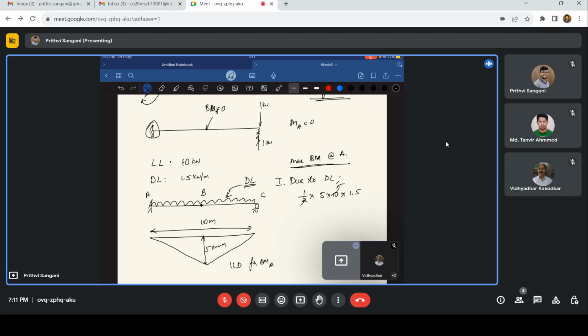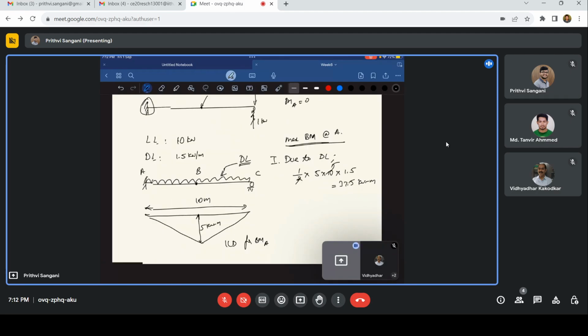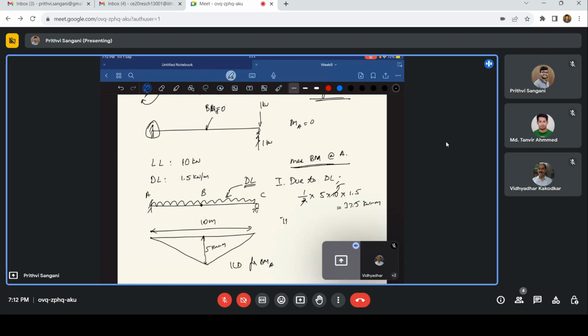Sorry, I didn't calculate this. 25 times 1.5, so it is about 37.5 kilonewton meter. Now what is the second component? We also have a second component, due to live load. The live load is what makes an impact, or makes a significant difference in actually assessing the maximum bending moment at A, because it keeps on changing its position.